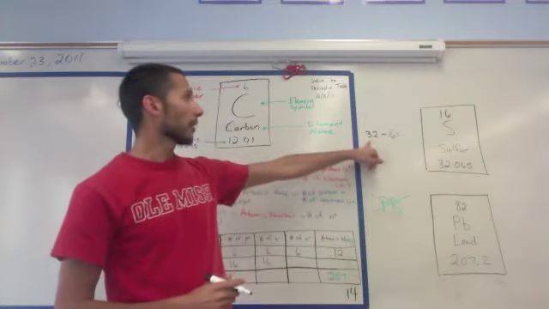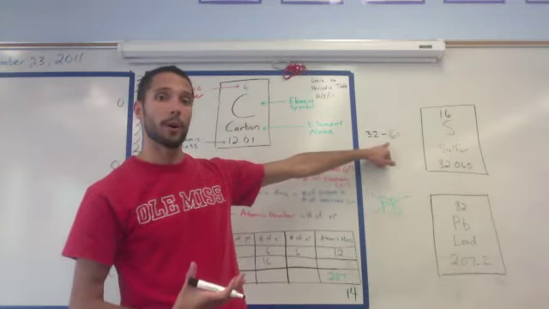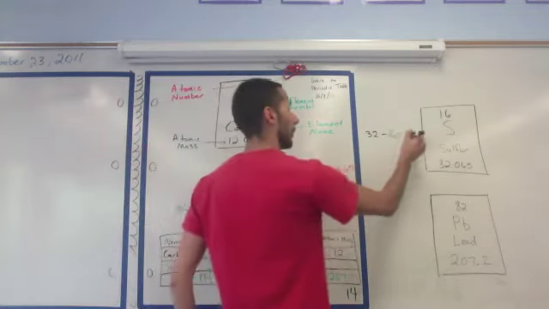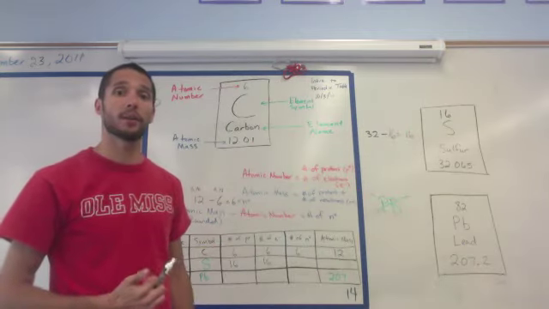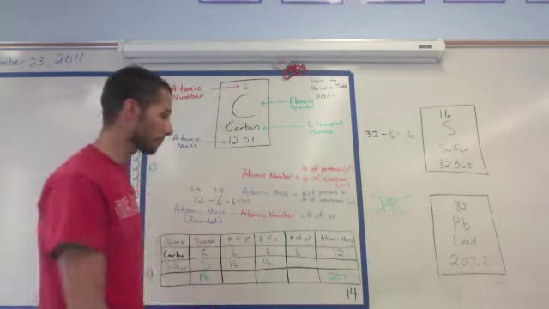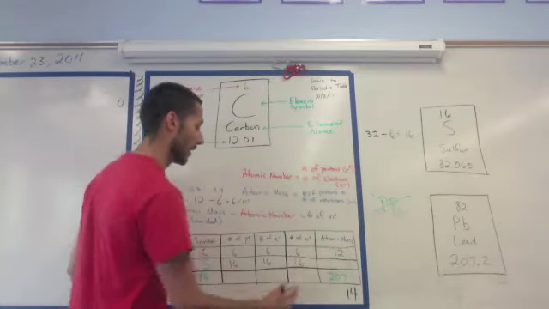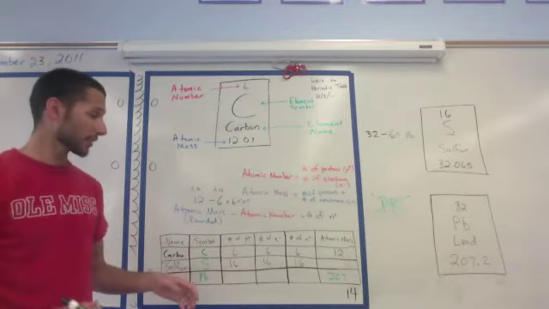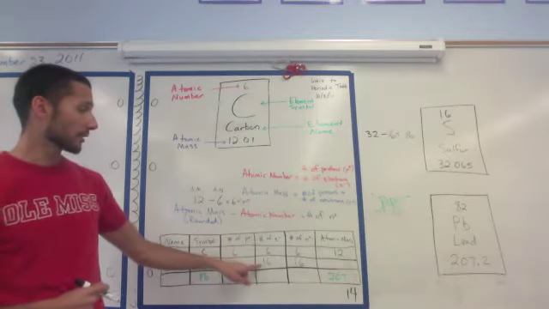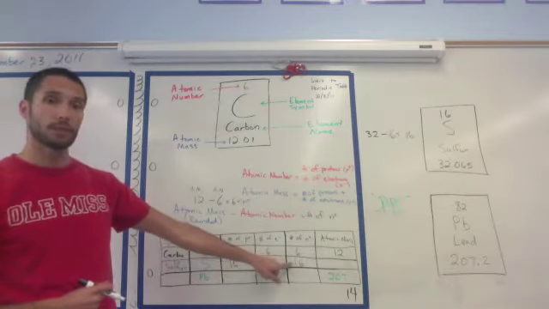When I subtract 32 minus 16, lo and behold, I get the number 16. So how many neutrons are in the nucleus of an atom of sulfur? 16. Once again, in sulfur, just by chance, we have 16 protons, 16 electrons, and 16 neutrons.